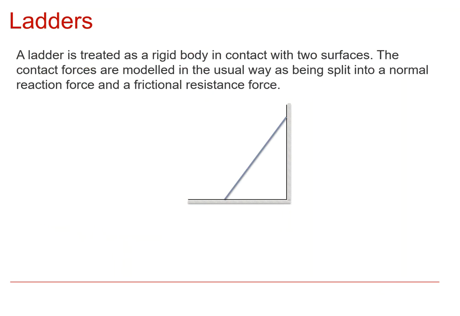Now, if we're dealing with a problem involving a ladder, we're going to model it as a rigid body in contact with two surfaces, the horizontal floor and a vertical wall, and there'll be contact forces at both ends of the ladder where it's in contact with the floor and the wall, and we'll model those in the usual way, splitting them into a normal reaction force and a frictional resistance force.